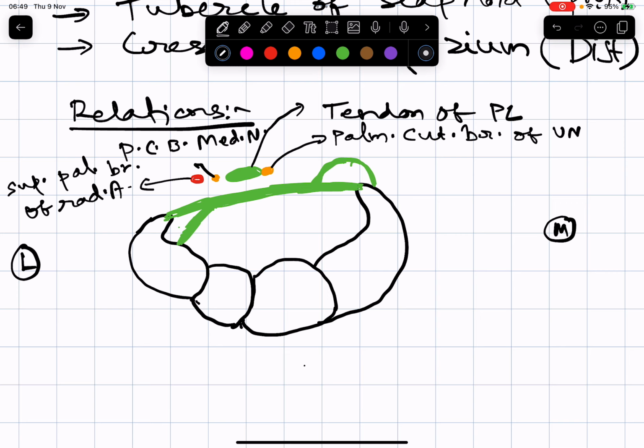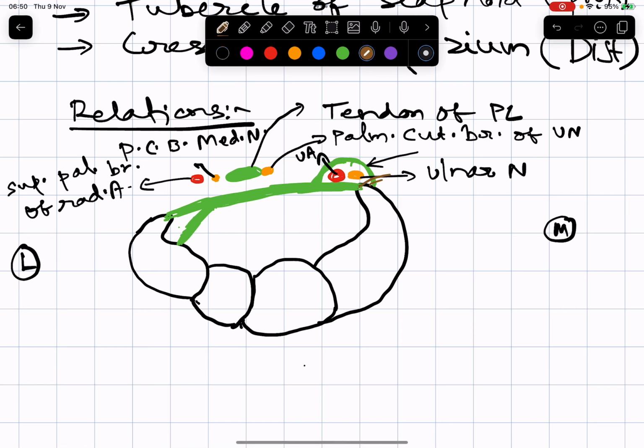Now more medially we have this volar carpal ligament, right, or the superficial slip of the flexor retinaculum. Now deep to the superficial slip of flexor retinaculum or the volar carpal ligament, we have two important structures here, one of them being the ulnar nerve, that is more medial, and lateral to it we have the ulnar artery. Right, so this one is the ulnar nerve, and this is the ulnar artery. So these many structures pass superficial to the flexor retinaculum, right?